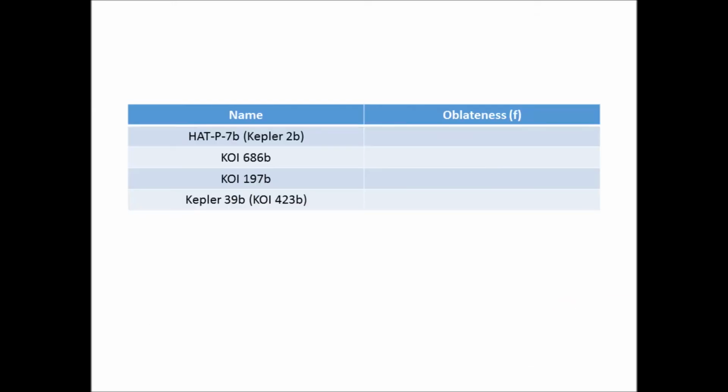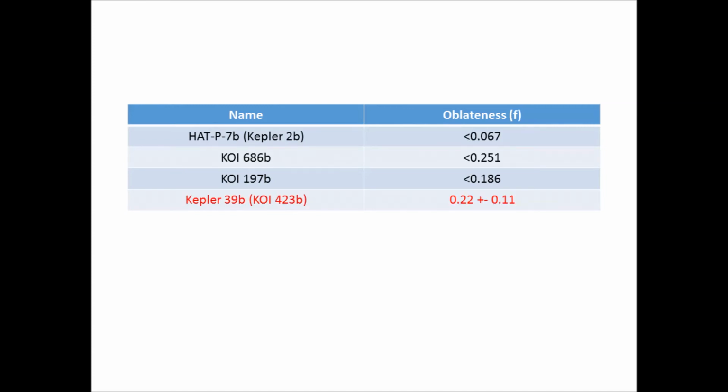We then present the modeling of the four selected systems: HAT-P-7b, KOI 686b, KOI 197b, and Kepler 39b. These targets were selected with the considerations either to compare with previous works or to pick up targets that are most likely to contain oblateness signals and easy to model. We provide the 1 sigma upper limit on the oblateness of planets HAT-P-7b, KOI 686b, and KOI 197b to be 0.067, 0.251 and 0.186 respectively.